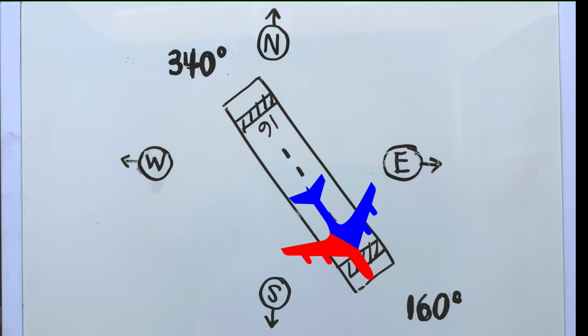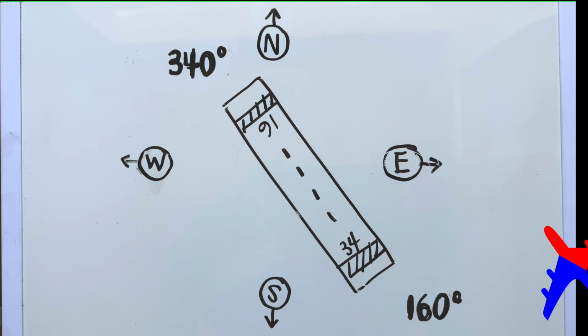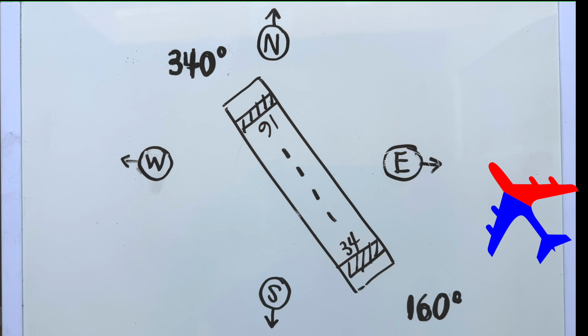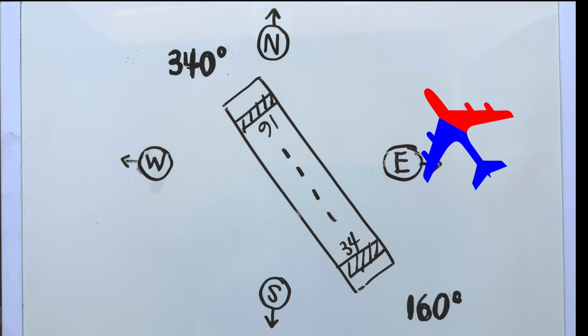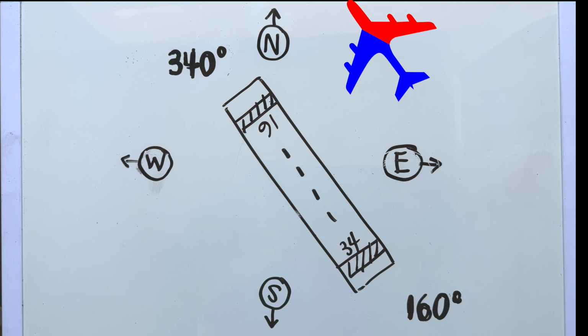So if it's heading in that direction, then the downwind leg will be the opposite direction, which will be northwest. So anytime you hear the downwind leg, that always means that it will be in the opposite direction of the runway. So it's easy to understand that this aircraft is positioned east of the runway.